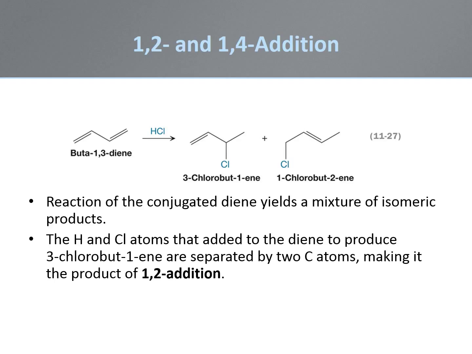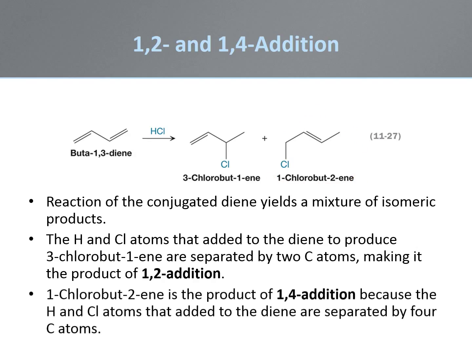However, a second product is also formed where the new hydrogen and the chloride are separated by 4 carbon atoms. This product is called the 1,4 addition product. Note that in this product, the pi bond is in a different location from either of the pi bonds in the starting material.